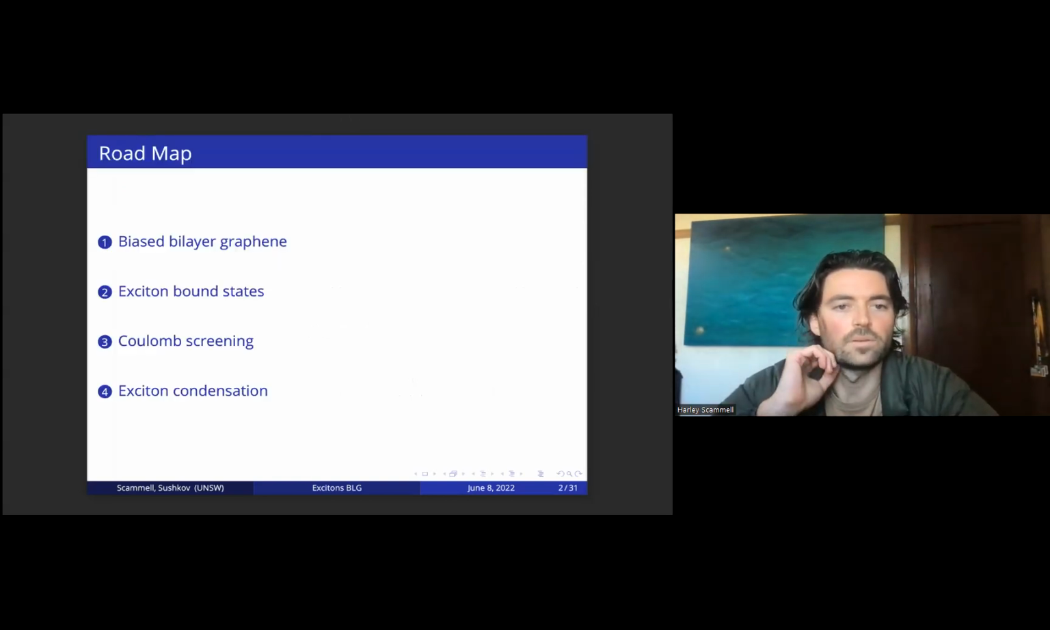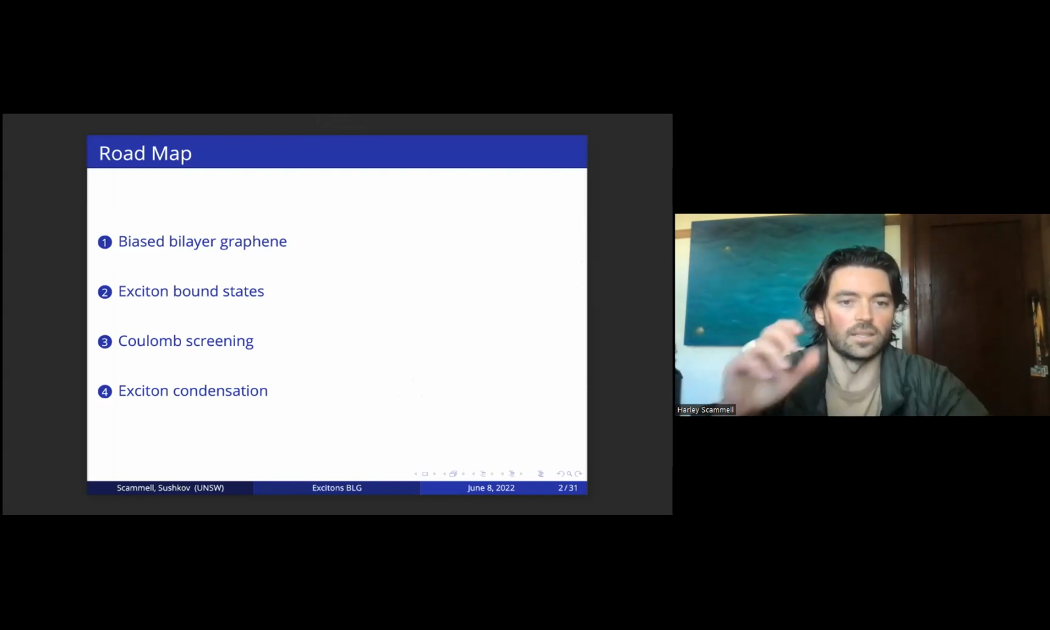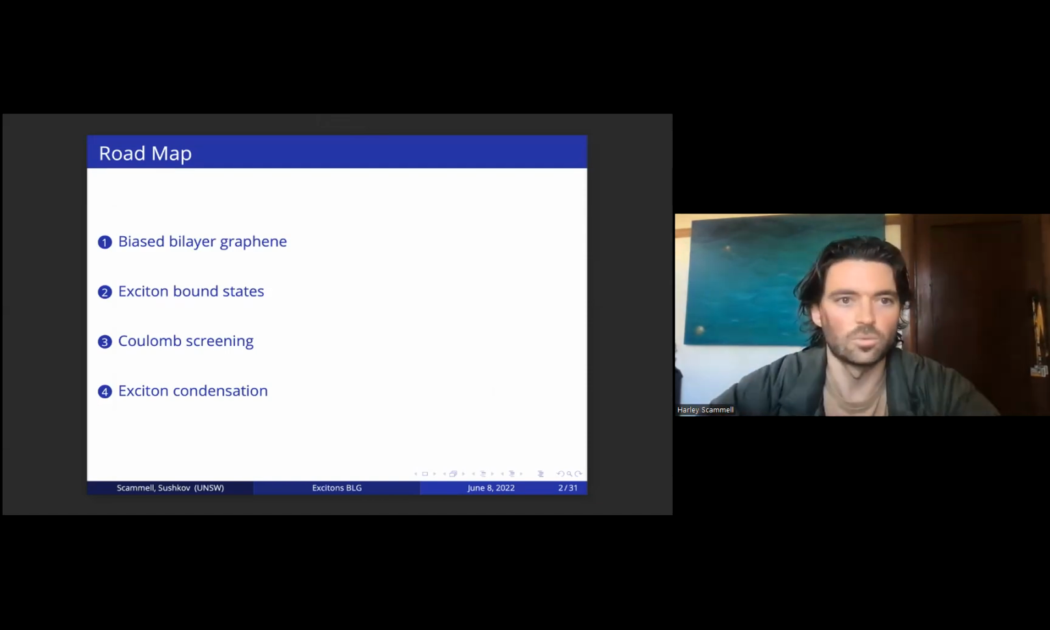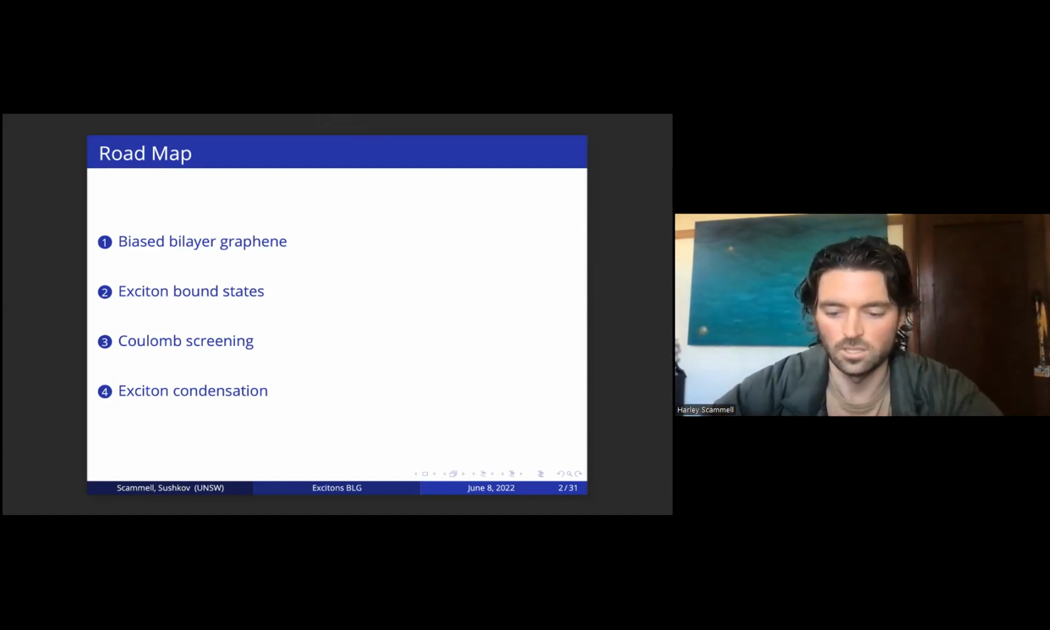So the roadmap for today is I'm going to discuss bilayer graphene, but the emphasis is on biased bilayer graphene. So just discuss the single particle properties, then excitonic bound states. And then we'll get slightly technical in the Coulomb screening section, because this is really where the crux of the theory is. And then I'll discuss exciton condensation at the end, and phenomenological properties, and of course ask questions along the way.